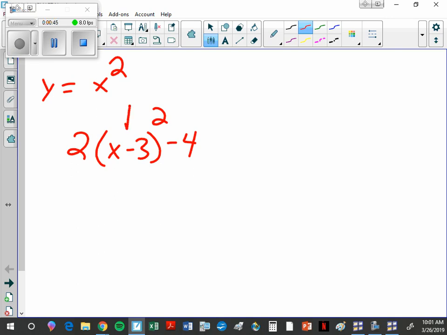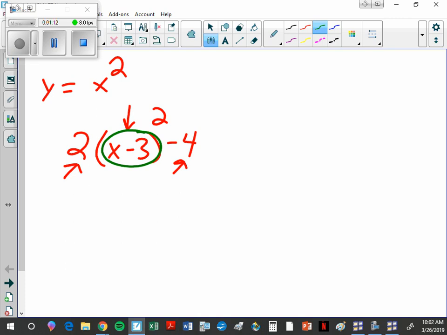Anything that happens on the inside affects the x's. Anything that happens on the outside affects the y's. And we start from the inside and go out. A lot of times it doesn't matter what order you do the transformations in, but sometimes it does. So we always start from the inside and work our way out. So what effect does x minus 3 have on the graph? It moves it right 3.